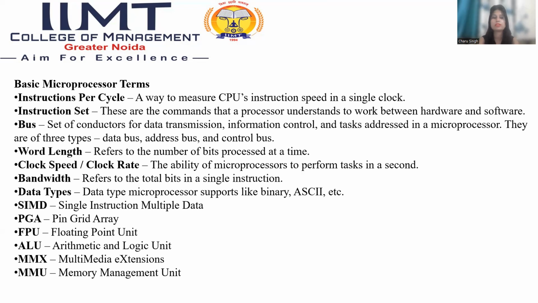And we have word length. Basically, word length refers to the number of bits processed at a time. Also, we have clock speed and clock rate, the ability of a microprocessor to perform tasks in seconds. Next, we have bandwidth, which basically refers to the total bits in a single instruction. And then we have data types that a microprocessor supports, like binary, ASCII, etc. And then we have single instruction multiple data. We also have pin grid array, floating point unit, arithmetic and logical unit, multimedia extension, and memory management unit. Basically, we have to focus on all these terms before learning about the 8085 microprocessor.